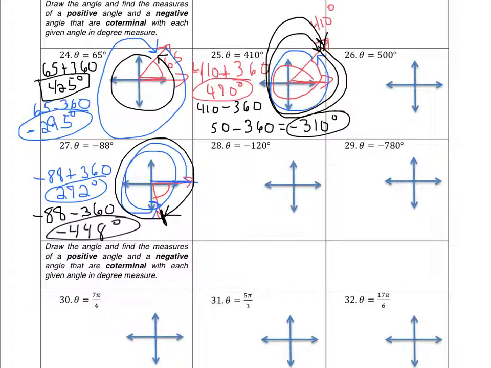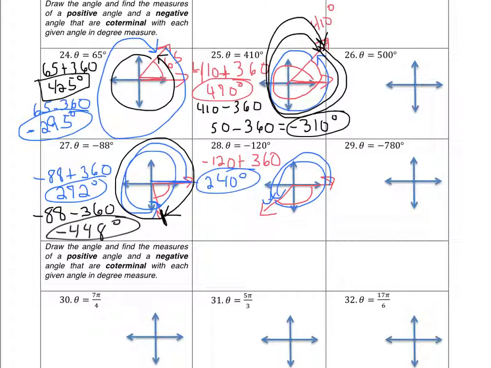For 28, we go ahead and start with our initial side. We went negative 120, that's past 90. So we have negative 120 over here. If we want to get a positive angle, we're going to add 360. So if I take negative 120, add 360, so I am going to take this angle right here, and I'm going to add 360. So I end up with 240 degrees. So that's from the initial side over to here is 240.